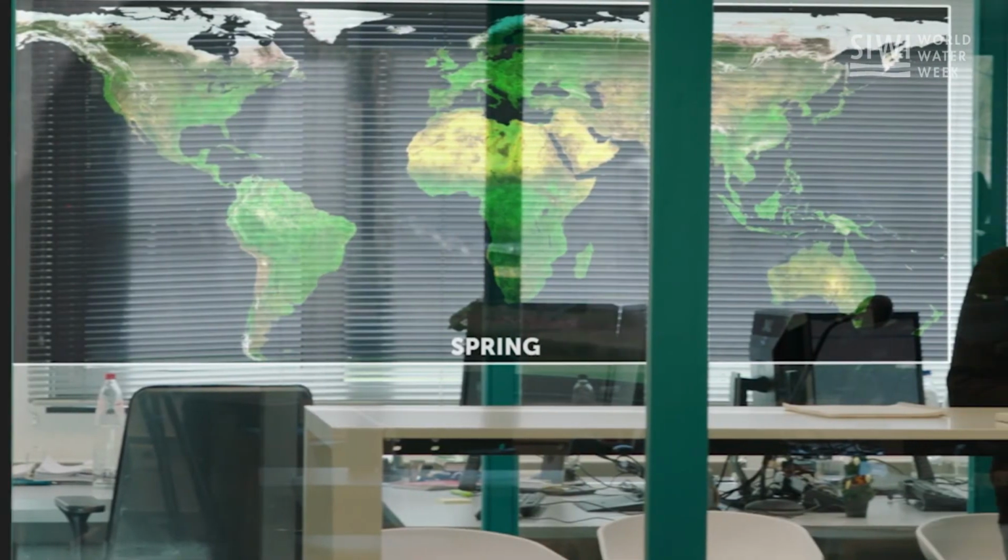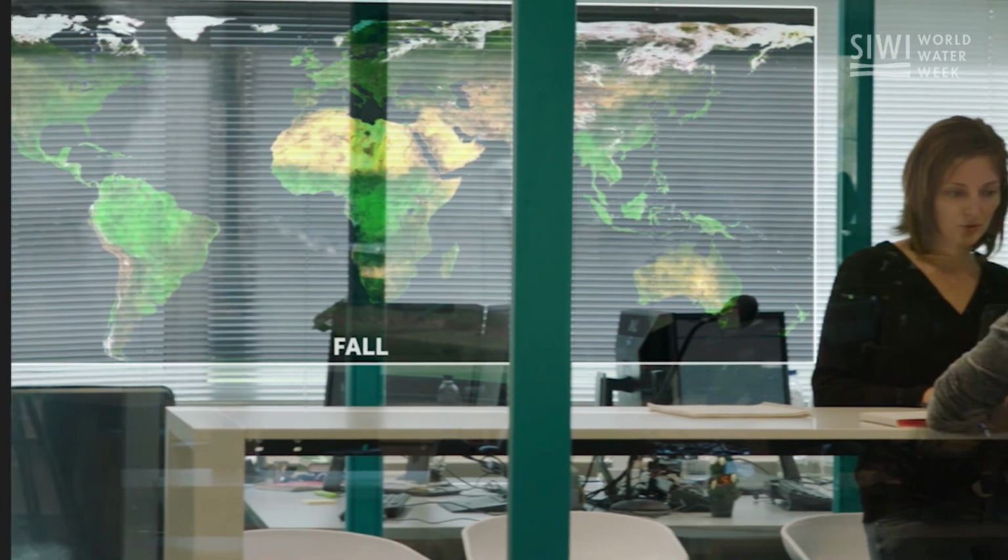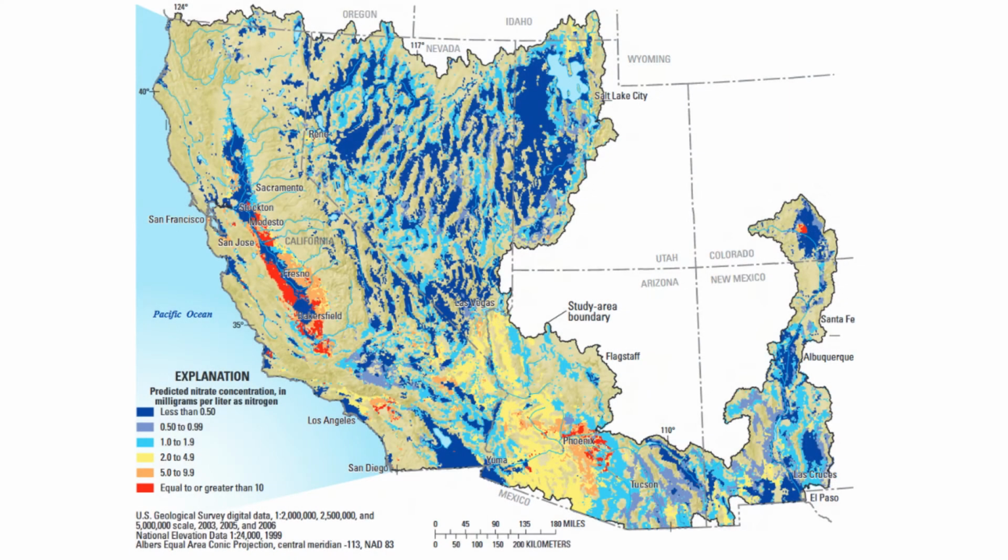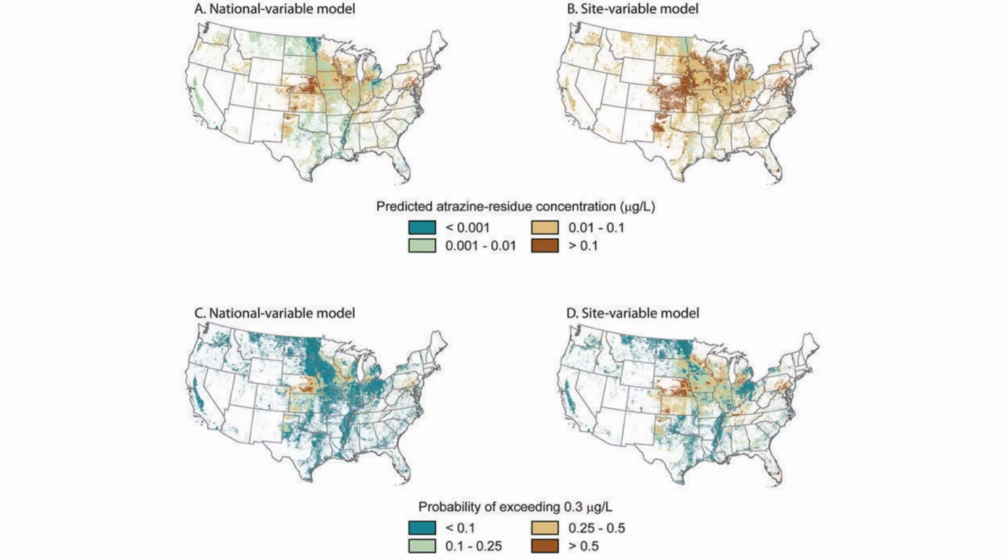More generally, Earth observations can support predictive modeling efforts, as they can provide additional variables to include in predictive models. For example, predictions of nitrate and herbicide concentrations in groundwater rely on information about anthropogenic activities, such as land cover and population density, which can be derived from Earth observations.